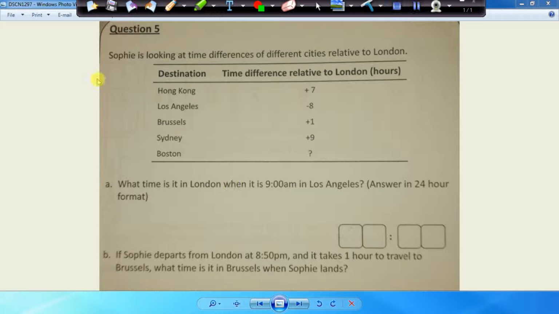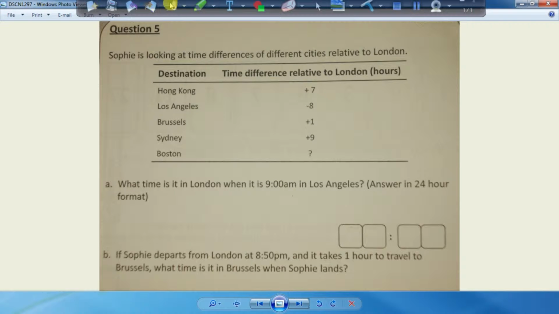Right, question number 5. Sophie is looking at time differences of different cities relative to London. Destination and how many hours difference. What time is in London when it is 9 o'clock in Los Angeles?